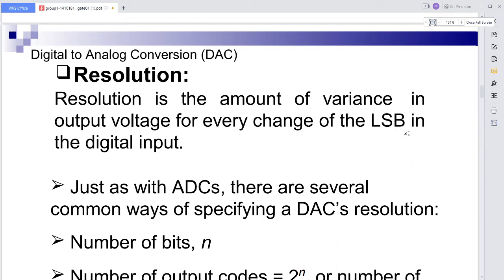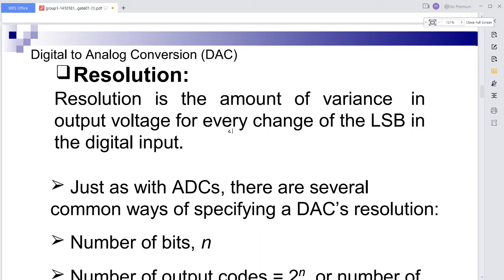So if I change the LSB bit in the input side, that may be 1 to 0 or 0 to 1, then what will be the change in the output? That is called resolution. That means, if the LSB is 0, then what will be the output? If I change that LSB from 0 to 1, then what is the change in the output? That is called resolution. In other words, resolution is nothing but how sensitive the output is with respect to the input signal.